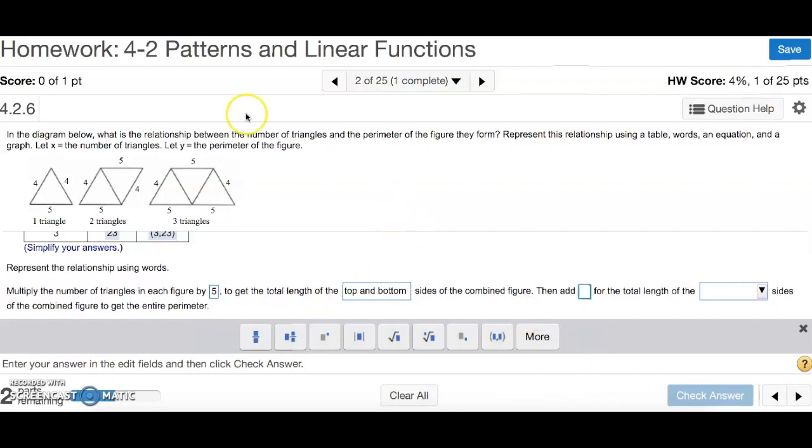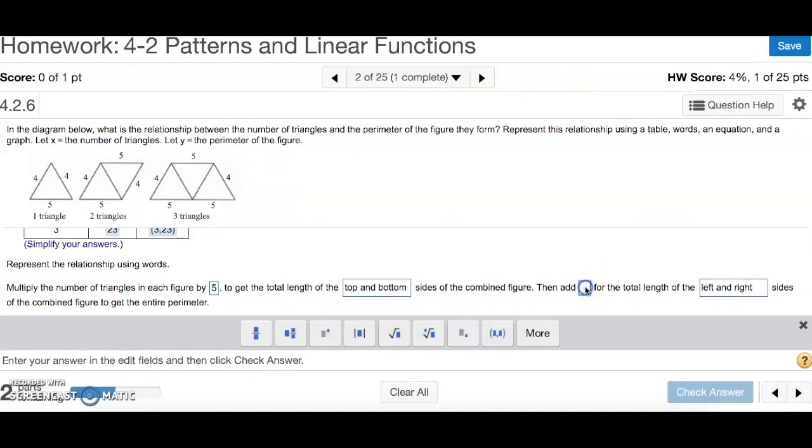To find the number you add, it says to add for the total length. That will be the left and right sides in terms of our triangles. So look at triangle 1, left and right will be 8. Second triangle, left and right is 8. Third triangle, left and right is 8. So we're adding 8 for the total length of the left and right sides of the combined figure to get the entire perimeter.